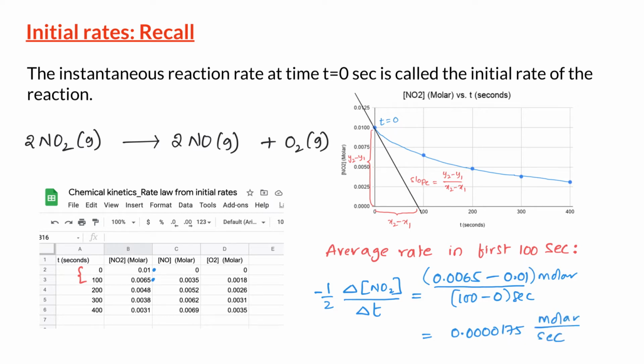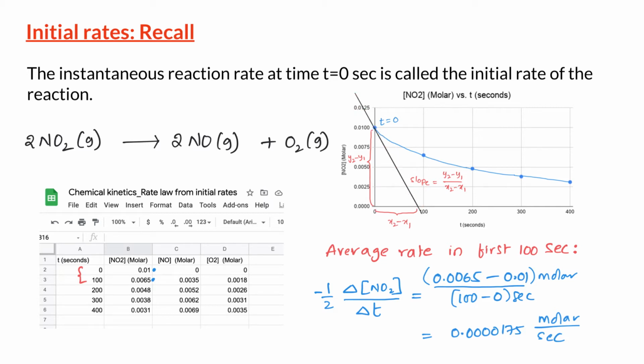The average reaction rate in the first 100 seconds will be smaller than the instantaneous rate at t equals 0 seconds, because the rate of the reaction is maximum at time t equals 0 seconds, and it keeps decreasing over time. However, the average rate in the first time interval is a good approximation for the initial instantaneous rate.